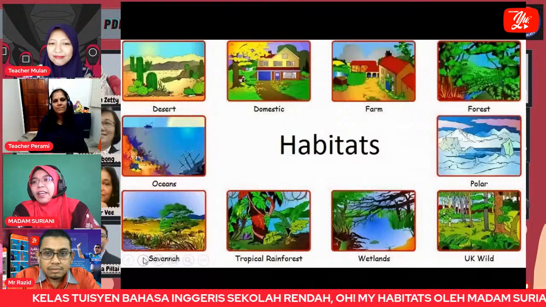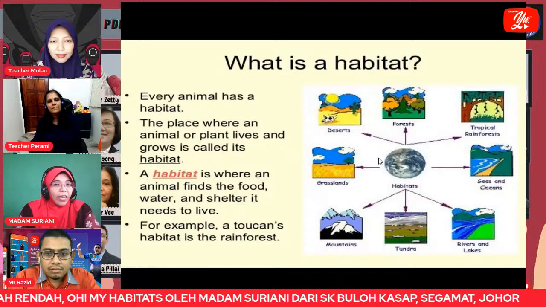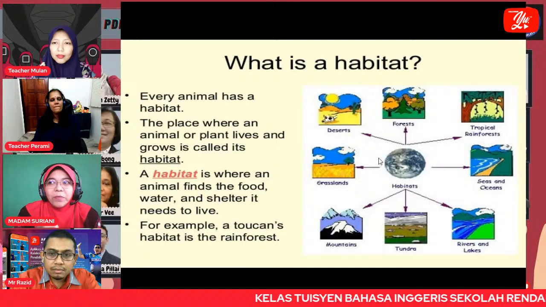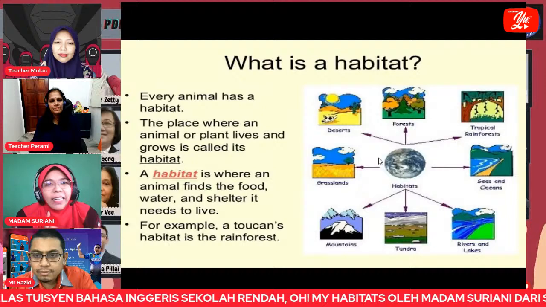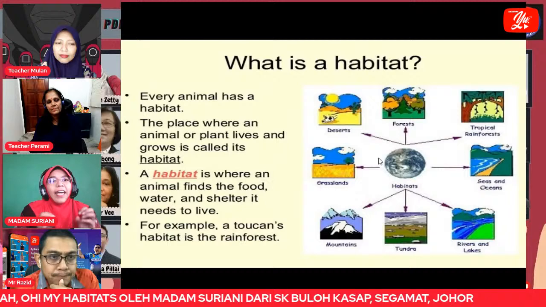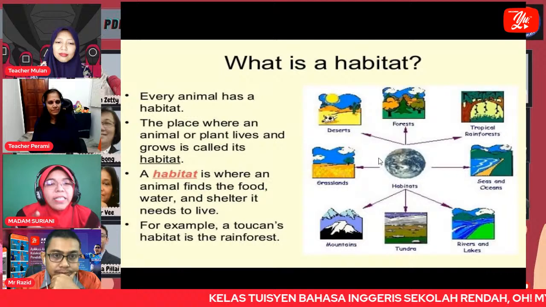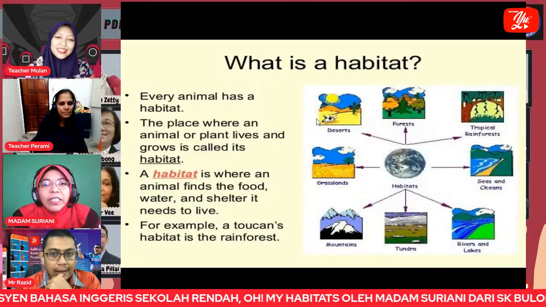And then, what is a habitat actually? From year 1, year 2 until year 6, we have this topic in our textbooks. You can find it in any textbook. Every animal has a habitat. The place where an animal or plant lives and grows is called its habitat. A habitat is where an animal finds the food, water, and shelter it needs to live. For example, a toucan's habitat is in the rainforest. T-O-C-U-C-A-N, this is the animal.